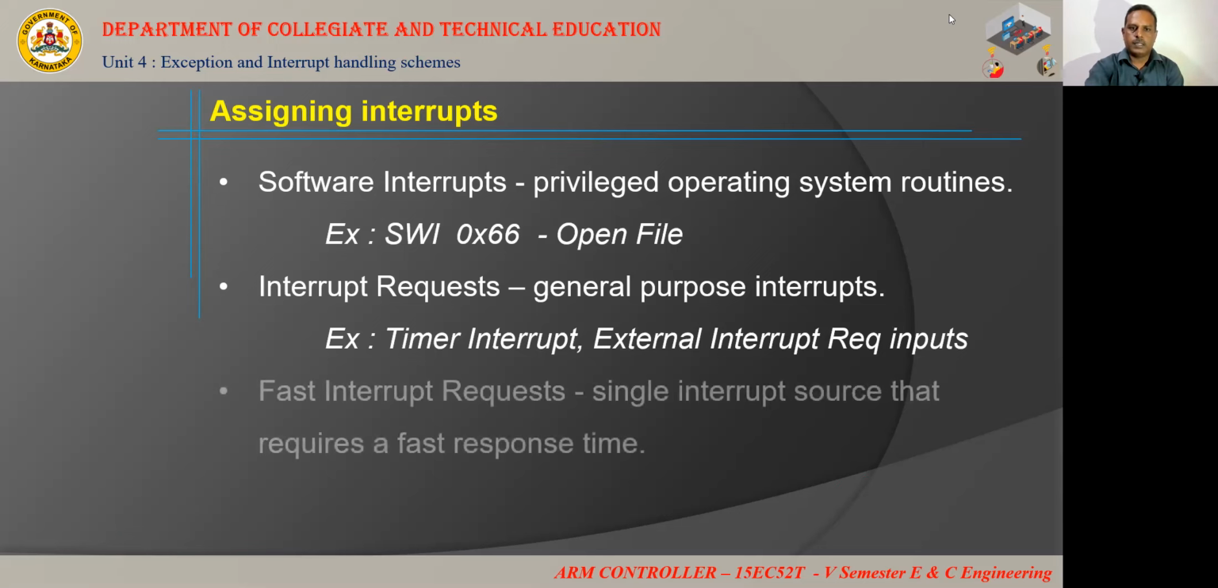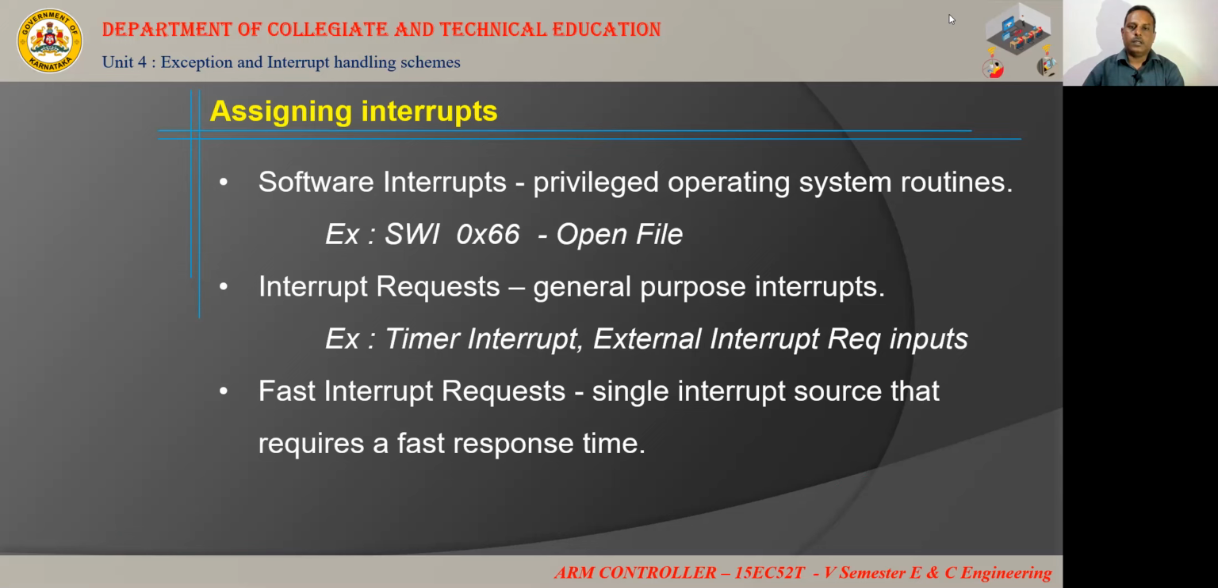And next type is the fast interrupt request. Usually IRQ is used to connect to the peripherals, and FIQ will generally have a single source, or FIQ will be connected normally to a single source of interrupt, which requires the fastest response.